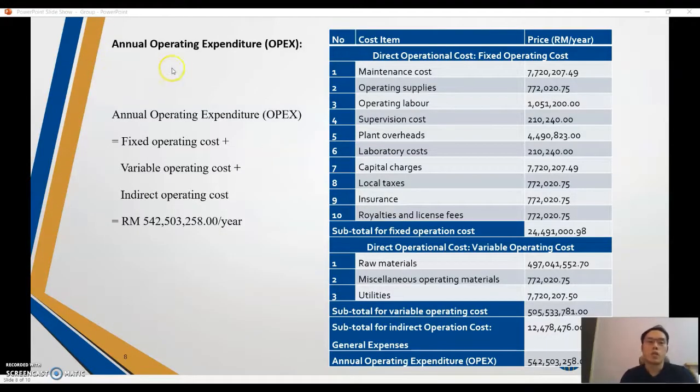Next is the annual operating expenditure, also known as OPEX. OPEX consists of two items, which are direct operational costs and indirect operational costs. Direct operational costs consist of fixed operating costs and also variable operating costs. Fixed costs include the maintenance costs, operating costs, and so on. And variable costs consist of raw material costs, utility costs, and so on. Indirect operational costs mostly consist of the R&D costs and excess expenditure in our plant. So the total OPEX for our plant is 542 million per year.